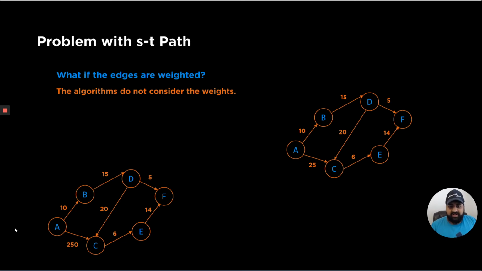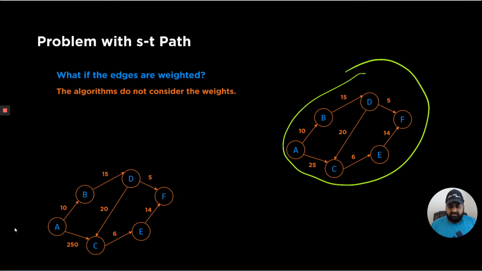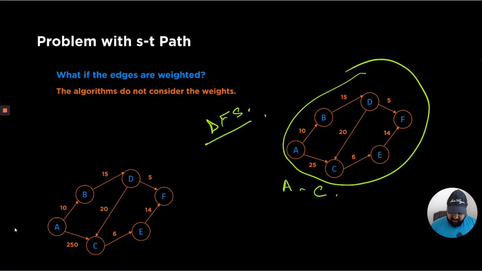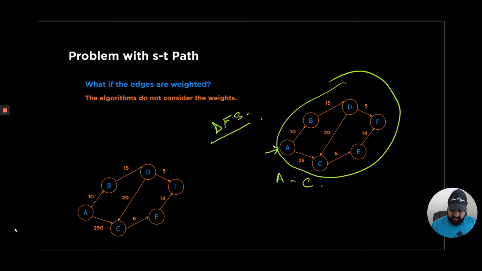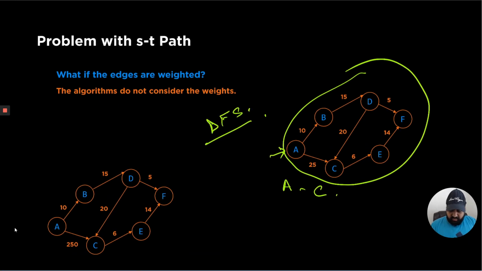Now, the problem that arises with the S-T path is that the algorithms do not consider the weights. So let's say we have this graph, and I ask you to find out whether S and T are connected, or whether, let's say, A and C are connected. In this case, if you implemented the DFS algorithm, how it will work is you'll start with this A node. Now you will go to one of its children.